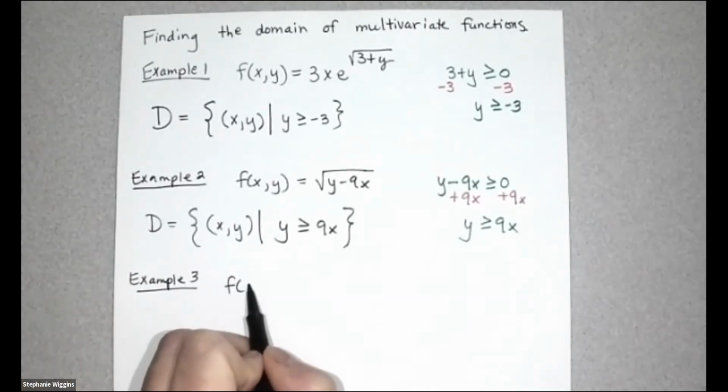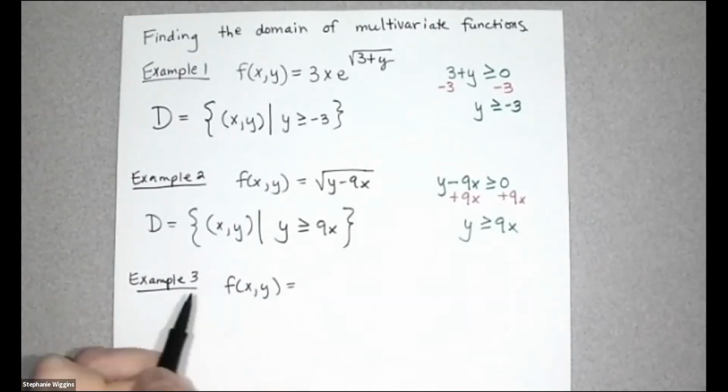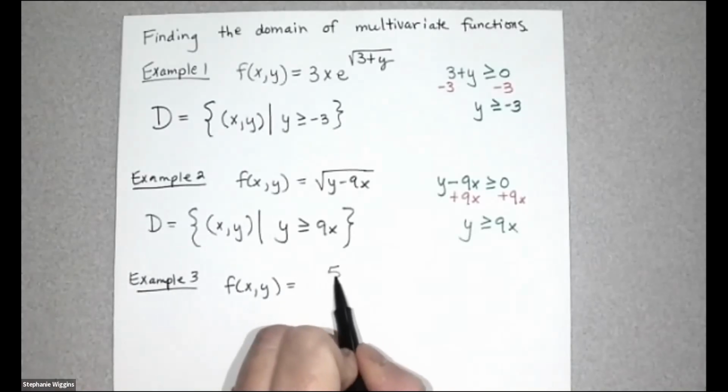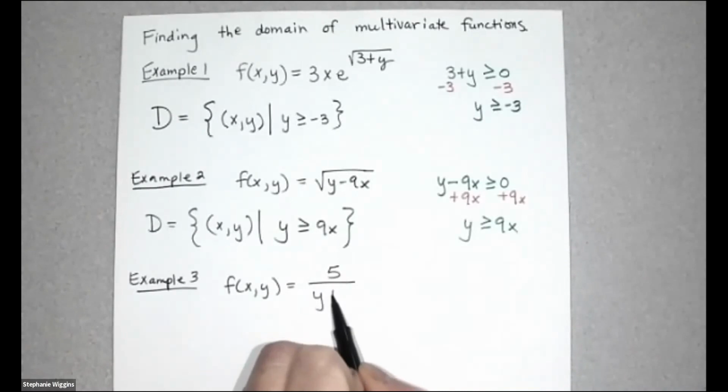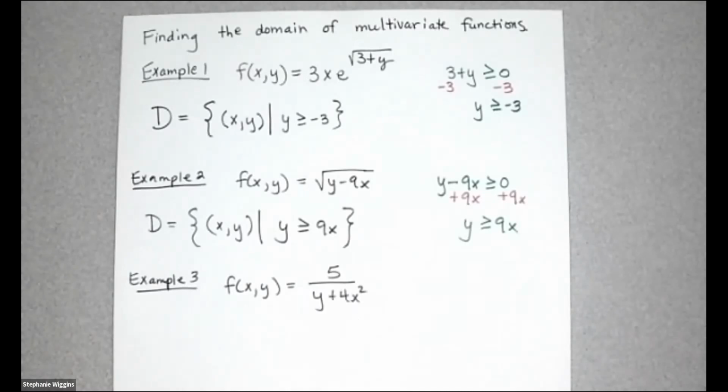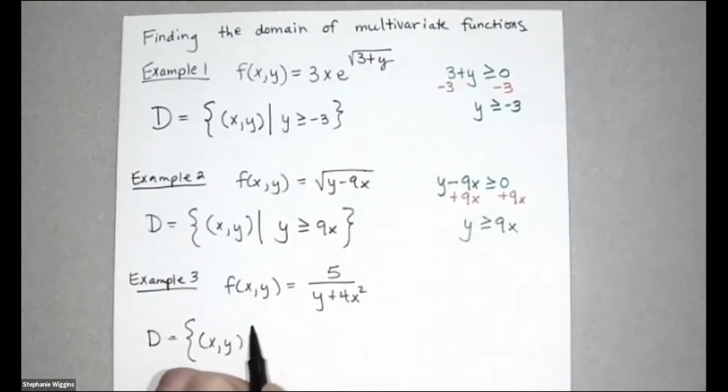This time now, our function is 5 over y plus 4x squared. And this time, the denominator is going to cause a problem if y plus 4x squared is 0. So we want the domain to be all coordinates x, y, such that this bottom is not equal to 0. So I'm going to write that over here.